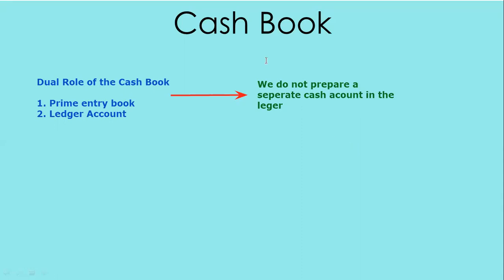Listen to me. Once you prepare a cash book, you do not want to prepare a separate cash account in the ledger. Why? The cash book is acting as a primary book as well as a ledger account.